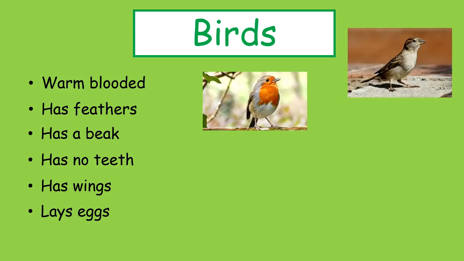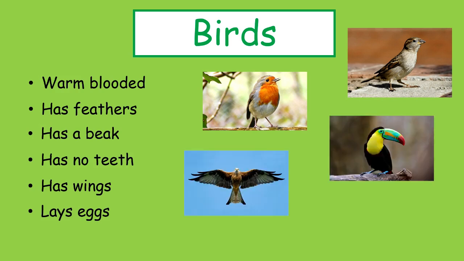Here are some different types of birds. We have the robin, we have the toucan, we have an eagle, and we have the parrot at the bottom here. They're very colorful. Look at that majestic eagle with that huge wingspan.